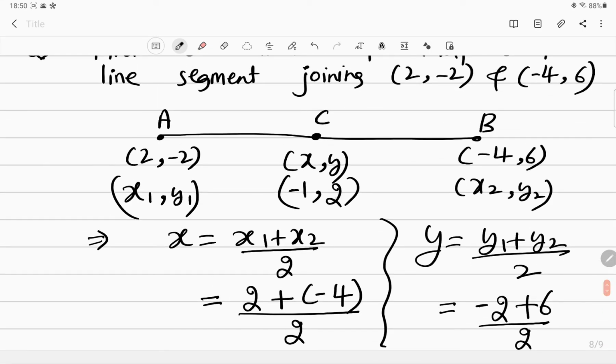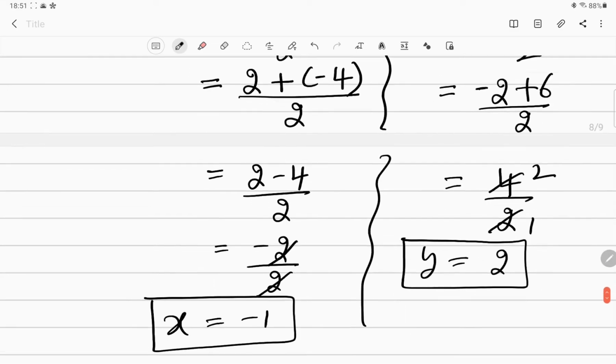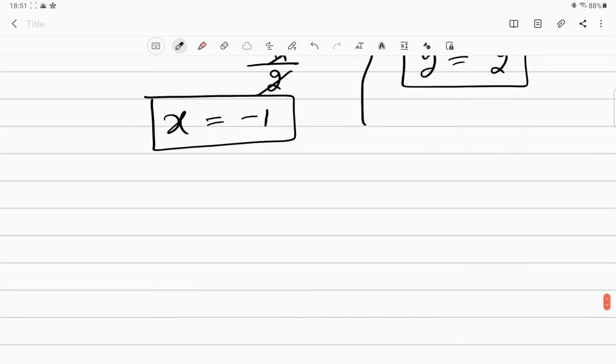So minus 1 comma 2 is the midpoint of the line segment joining A, which is 2 comma minus 2, and B, which is minus 4 comma 6. I hope you must have got to know how to find the midpoint.